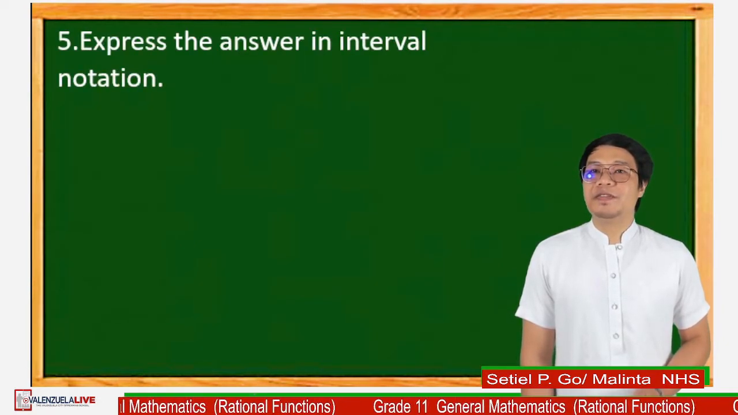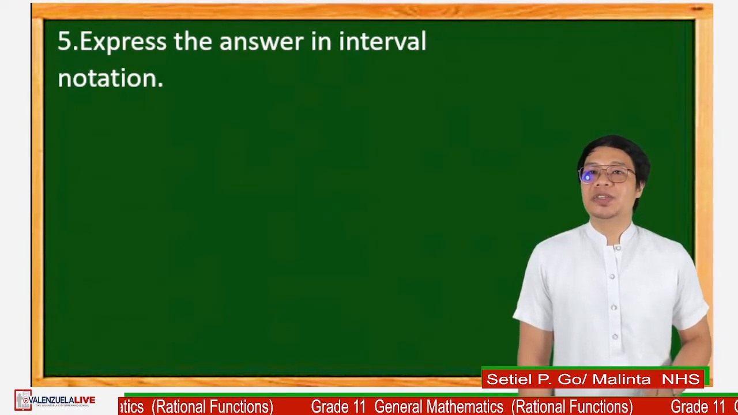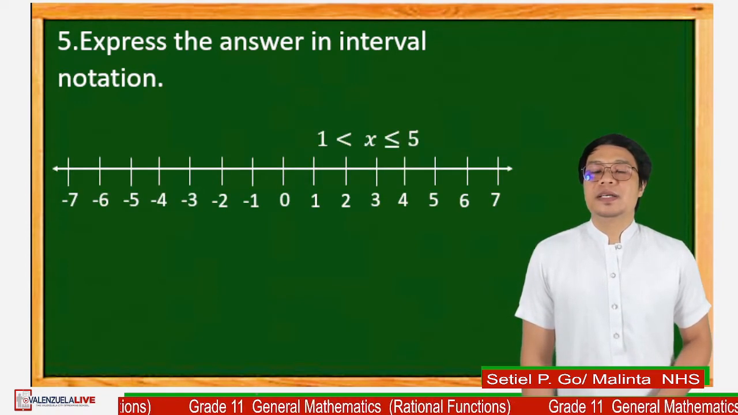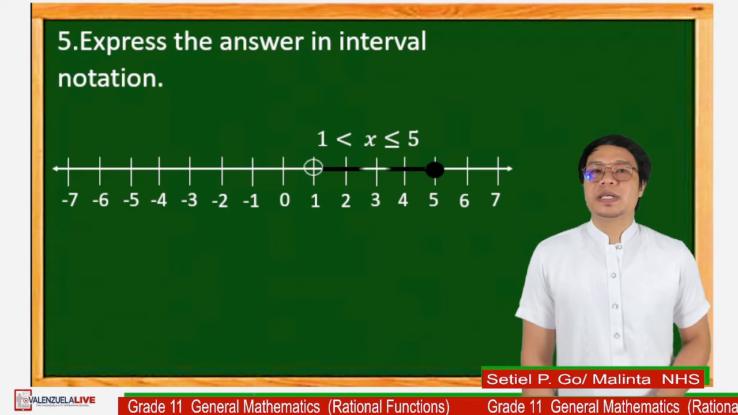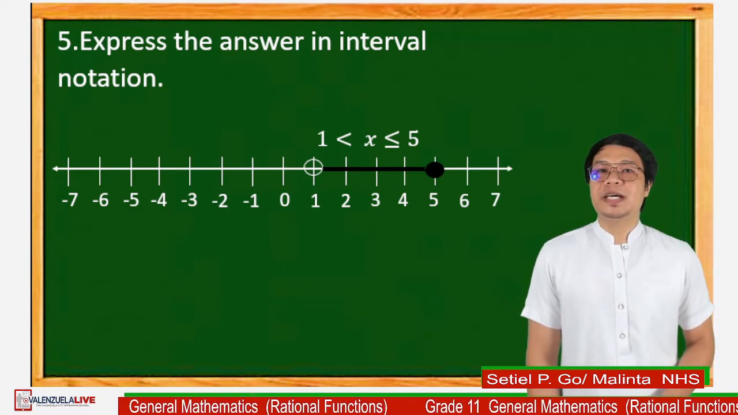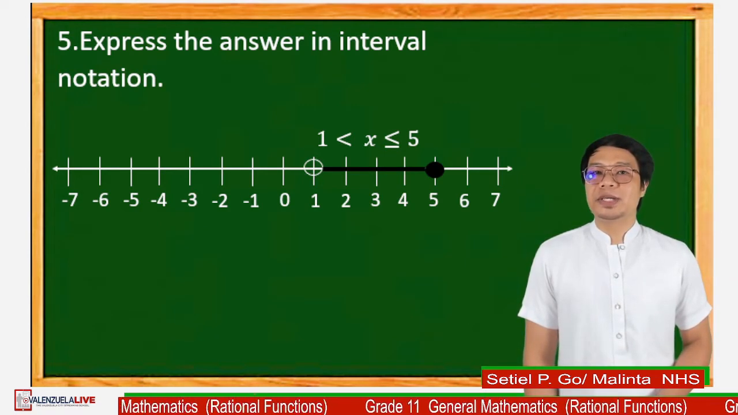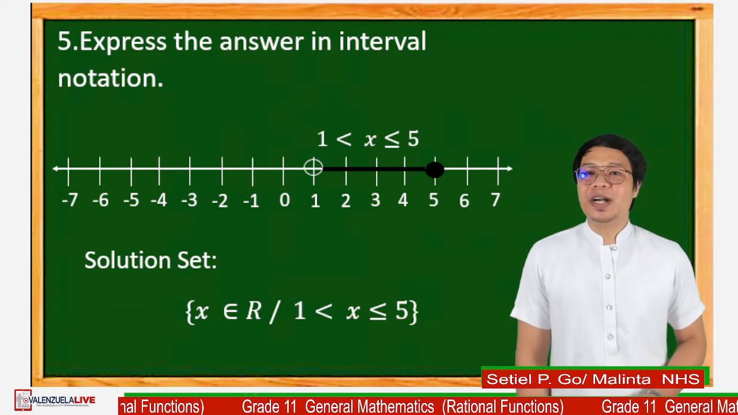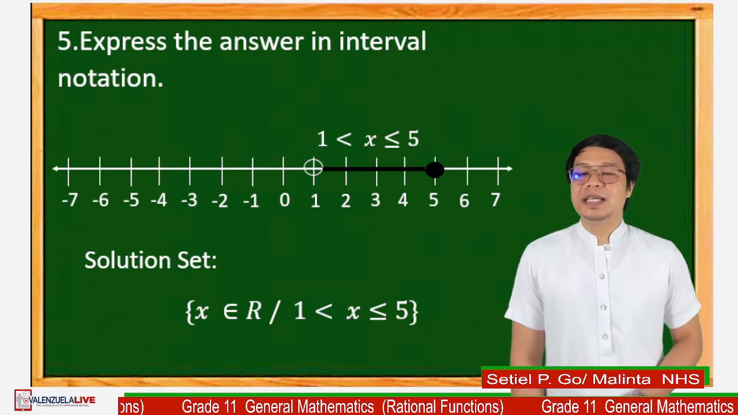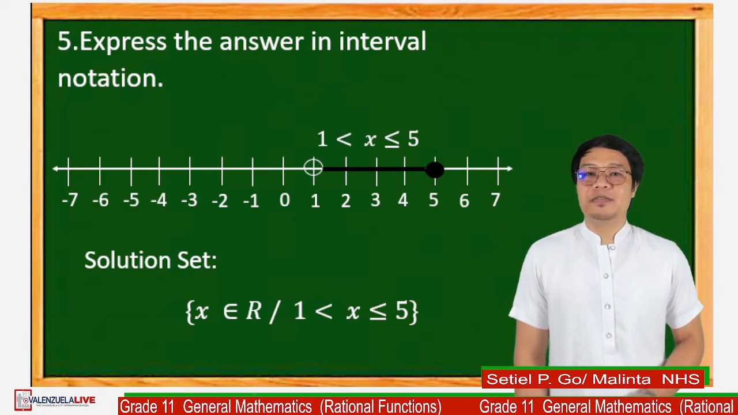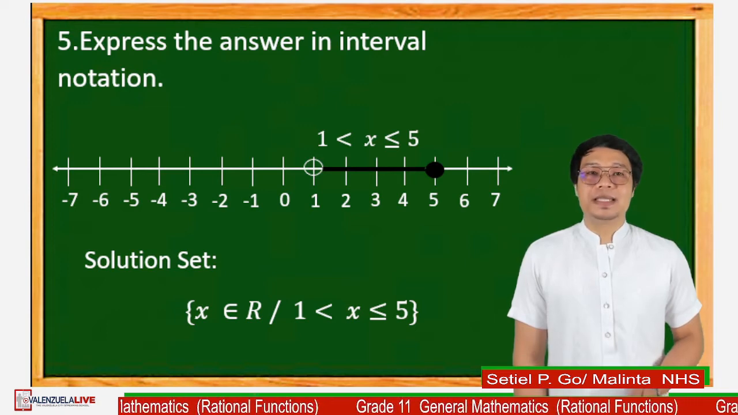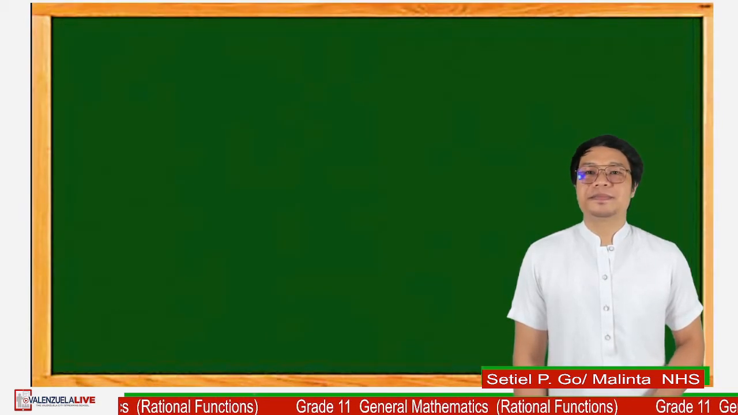So therefore, number 5, express the answer in interval notation. So, the interval x is greater than 1 and less than or equal to 5 will be the solution. So therefore, the solution set will be the set of x an element of real numbers such that x is greater than 1 but less than or equal to 5.